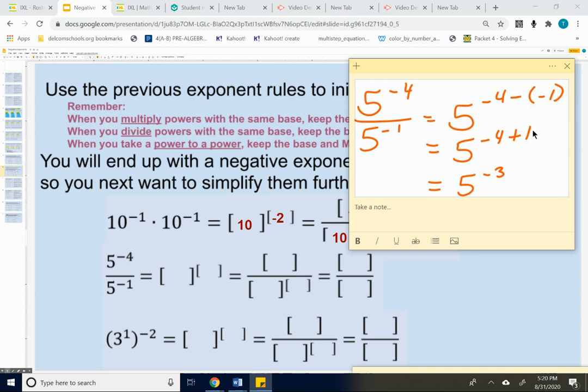Okay, you're adding two numbers with a different sign, so you subtract and keep the bigger sign. Okay, 4 minus 1 is 3, and the negatives win. 5 to the negative 3.